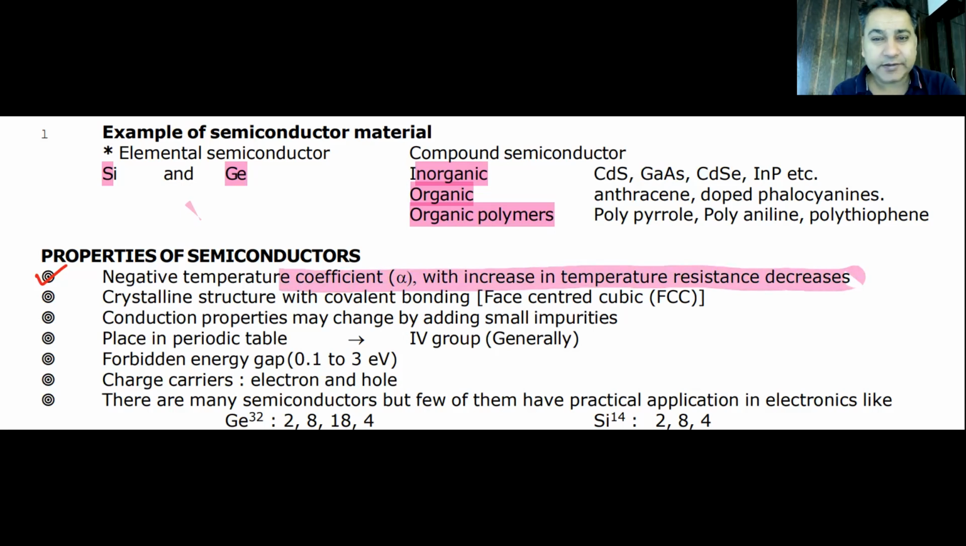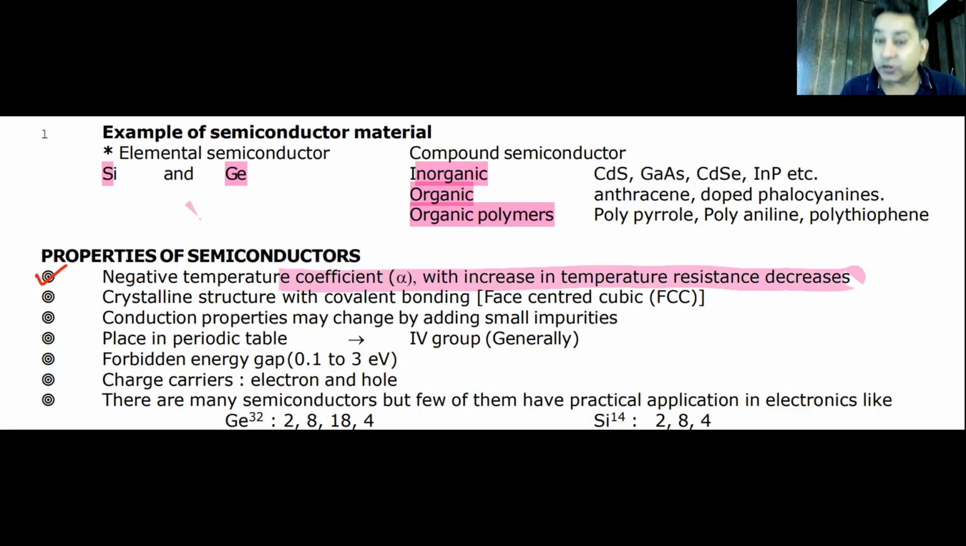When you increase the temperature of a semiconductor, which is a very special property of the semiconductor, the energy band decreases, and therefore the resistance of the semiconductor decreases, and conductivity of the semiconductor increases. Do we understand this?